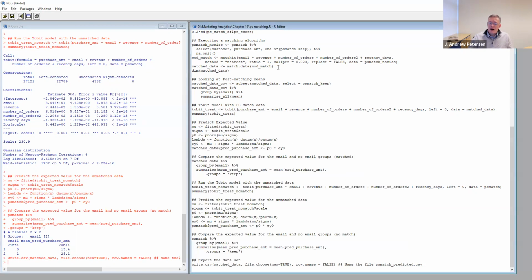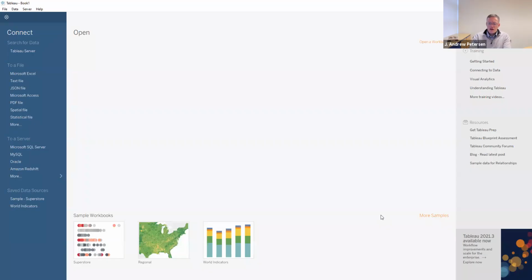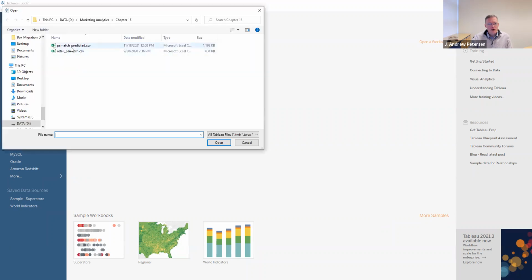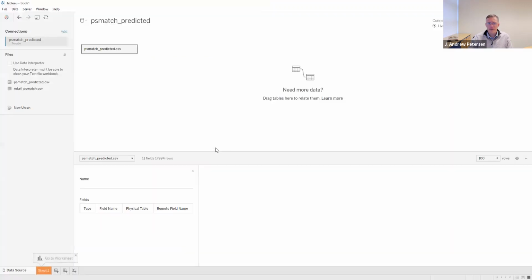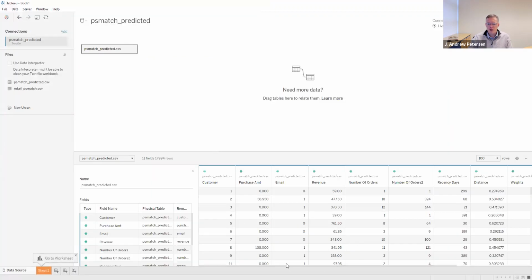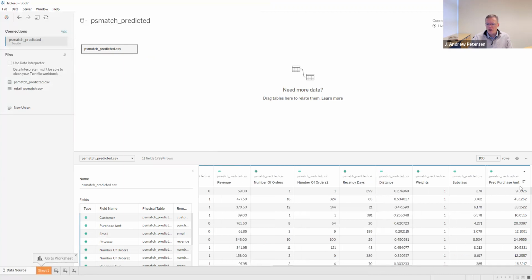So now let's go over to Tableau and visualize these results. The first thing we're going to do over here in Tableau is open the data. So we're going to open and bring in the PS match predicted data that we just created. All right, and here's the data, and we can see all the way over here on the end, we have the predicted purchase amount that we had before.